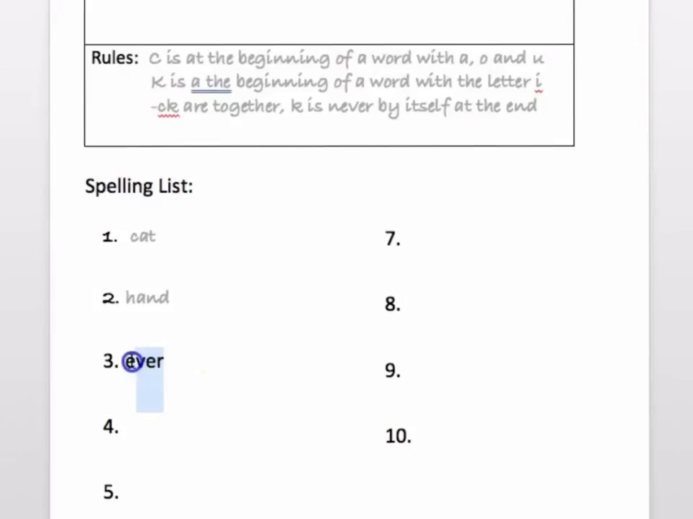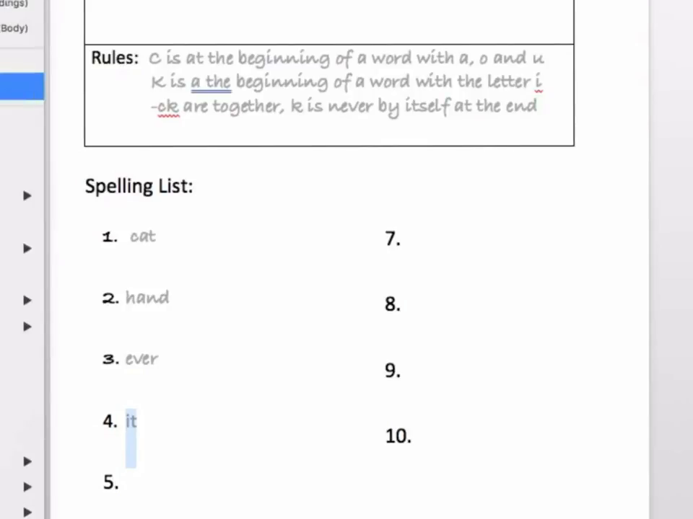This word is supposed to help you with the letter E. It says ever. So that you can remember what E says. Your fourth word this week is it. That should help you with knowing what I says. It. Your fifth word is not. Not has the O, and who remembers what that says? O says ah, so n, ah, t.